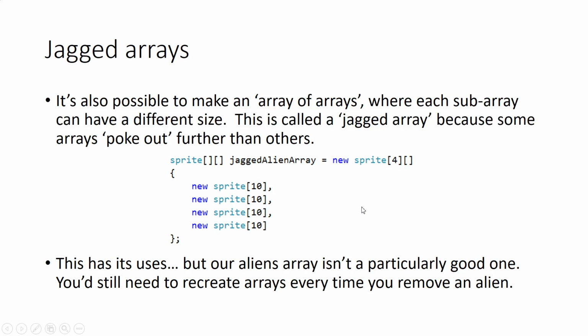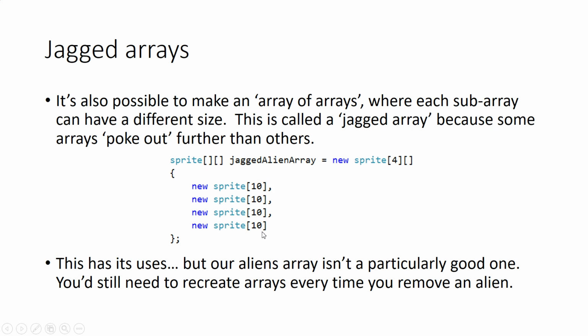So what about this? Well, you could try a thing called a jagged array. An array of arrays, really. So you've got an array, and each array is made up of other arrays, and each of those other arrays, sub-arrays, could be different sizes. So some of them poke out, so that's why it's jagged. It's a jagged array because some of them can poke out further than others. In our case, it probably wouldn't. There are 4 arrays, each array being 10 in size.